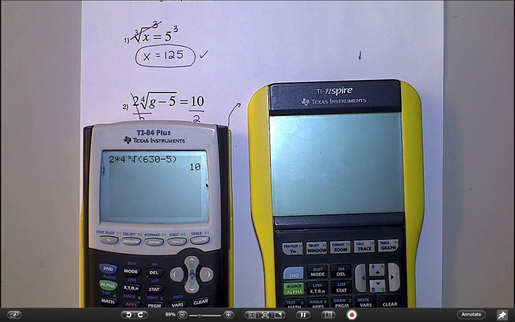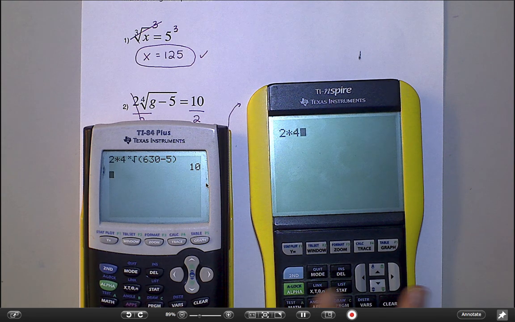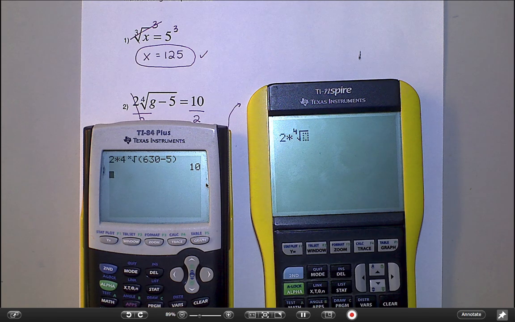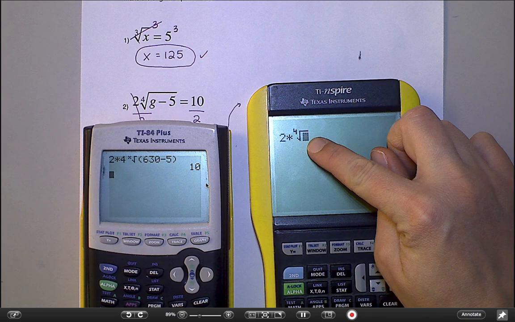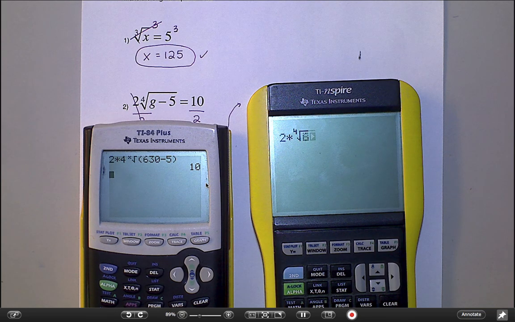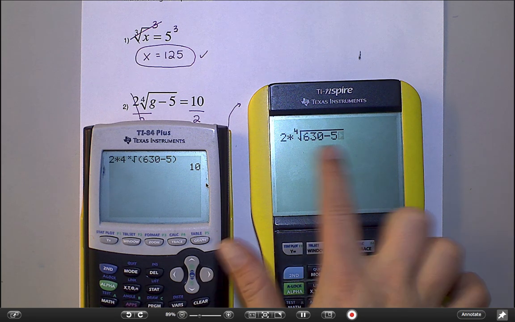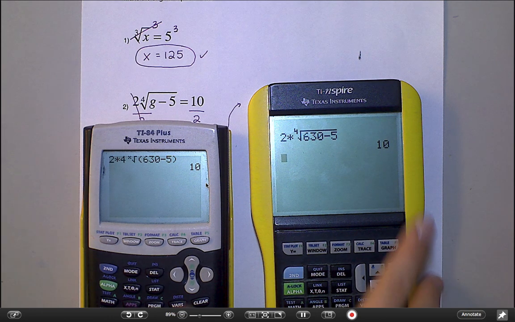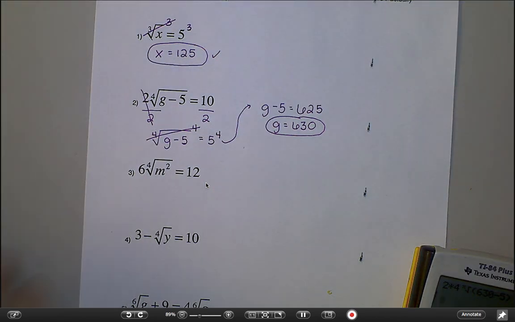Now let's see what that same thing looks like on this calculator. 2 times, and then I'm going to do the 4 with the x root option. Notice on this calculator, it goes ahead and puts the 4 in the right spot for me, and it puts my cursor underneath the radical. That allows me to just type and keep everything under the radical like we want it. So on this one, I don't need the parentheses, and I also come out with 10. Both of these check out. We're good to go. This is a good answer.